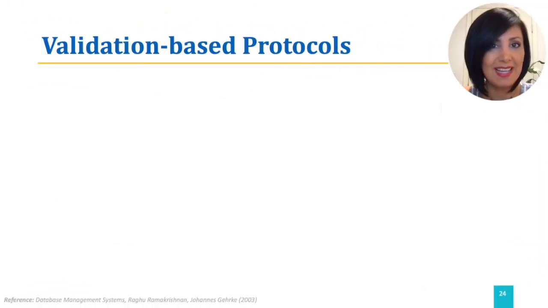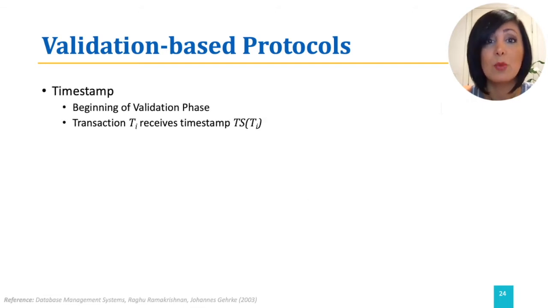To be able to validate, there is a need for a mechanism for tracking accesses to the objects. Validation-based protocols use timestamps for this reason. But the way the timestamps are used in these validation-based protocols is different from how we use them in timestamp-based protocols. Each transaction Ti receives a timestamp that we will denote with Ts(Ti) at the beginning of its validation phase. This timestamp is used to validate the equivalence of the transaction's effect to some serial schedule.